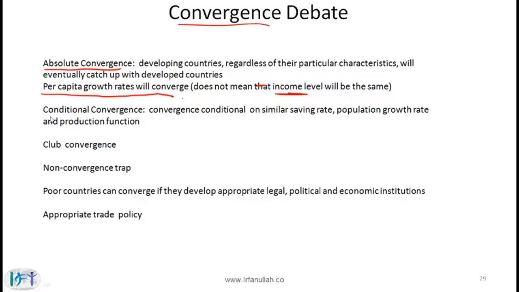Now, a more practical concept is that of conditional convergence, which says that convergence is conditional on similar saving rate, population growth rate, and production function.